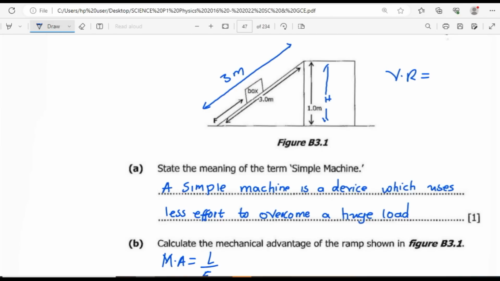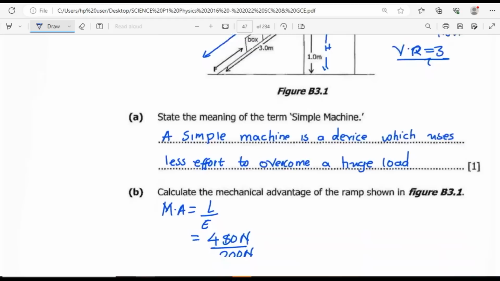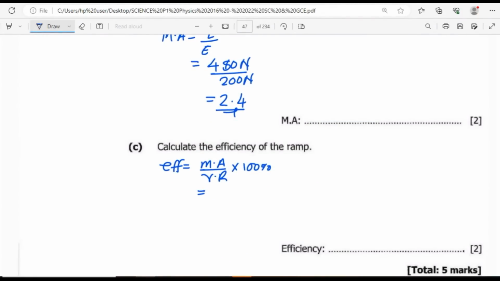So say its distance 3 meters moved by the effort over 1 meter distance moved by the load, which is 3 as just the number. So we'll say 2.4 over 3 times 100%. So this will give us 240% over 3, which is giving us 80%.